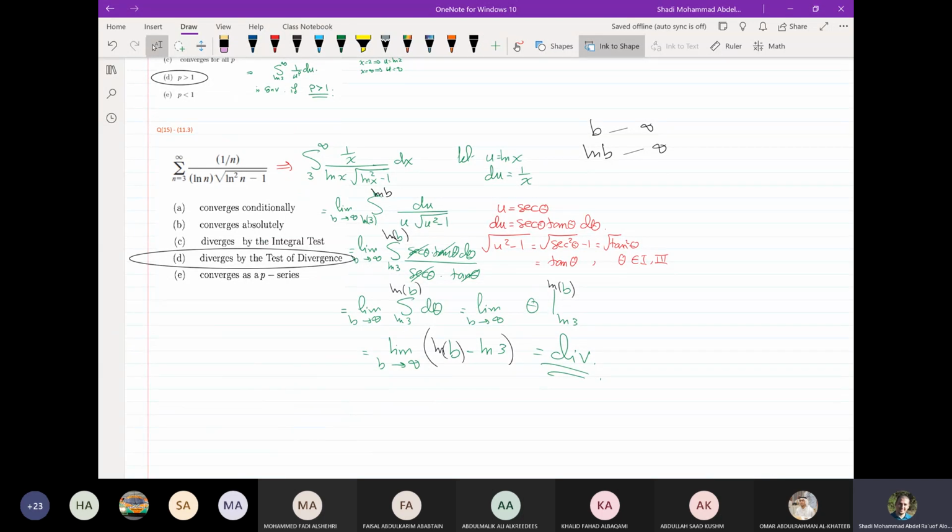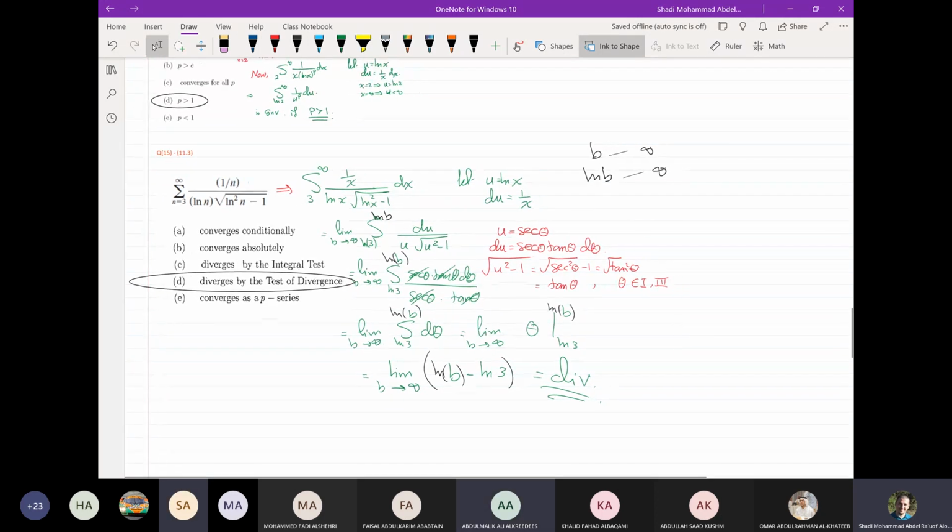Thank you, Shabab. Yes, Saleh, you have something? It's diverged by the test of divergence. It's also the integral test. It diverged by the integral test. Yeah, the same question. Thank you. By mistake, yeah. Okay, it is diverged by the integral test.